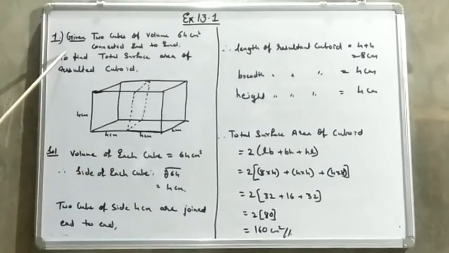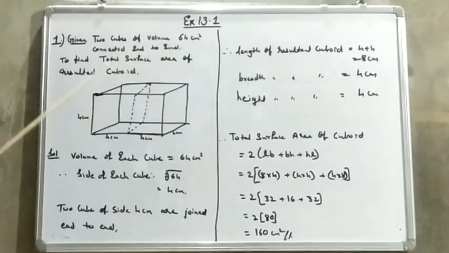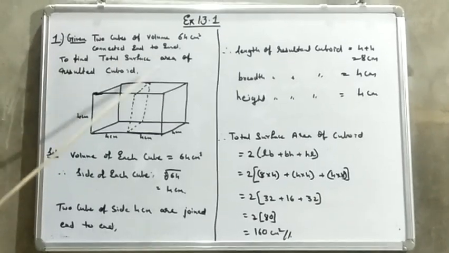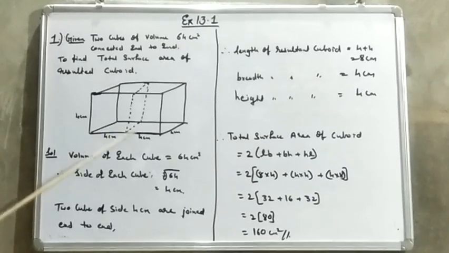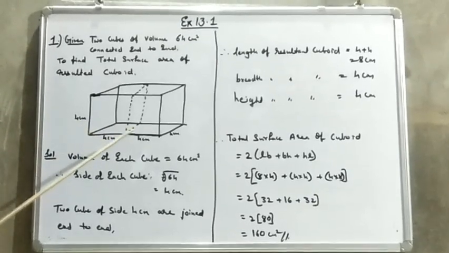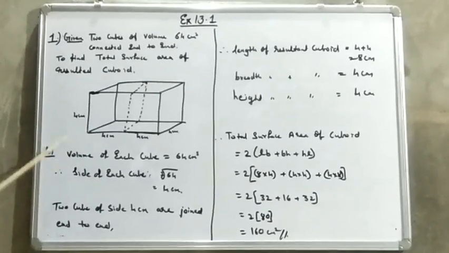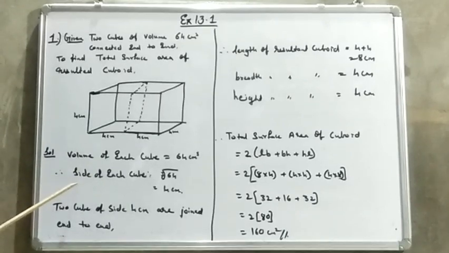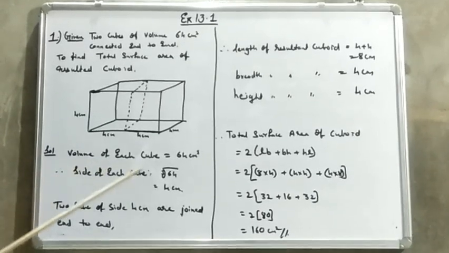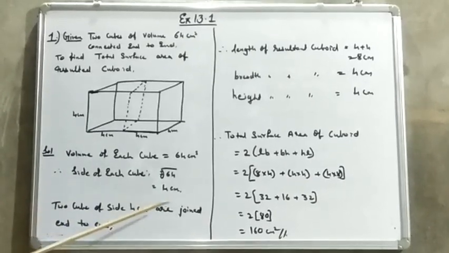The first question they have given is: two cubes of volume 64 centimeter cube are connected end to end. We have to find the total surface area of the resultant cuboid. When two cubes are kept close to each other, they will give a shape of a cuboid. They have not given a side, but the volume is given. Using the volume, we will find out the side. The volume of each cube is 64 centimeter cube. So the side will be 4 centimeter.